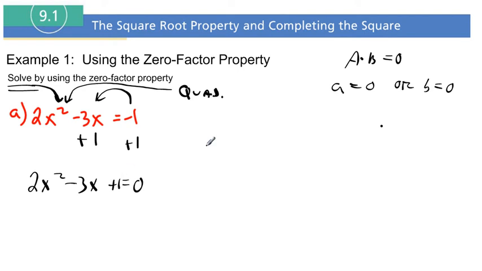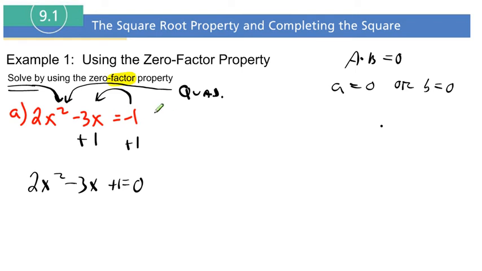This is going to be our a and b, and this is going to be 0. But the problem is, what is a and what is b? Again, a times b means multiply. Well, these aren't being multiplied, so that's why we have to factor right there. That's why it says we need to use the zero factor property.